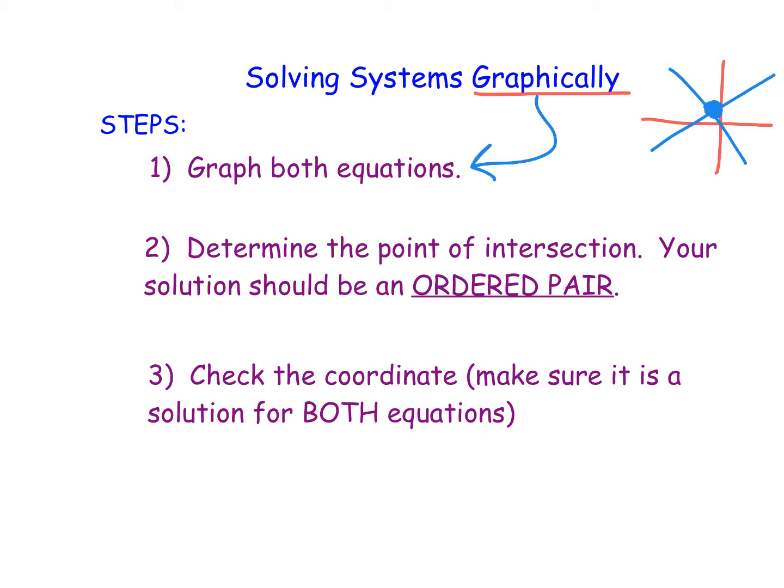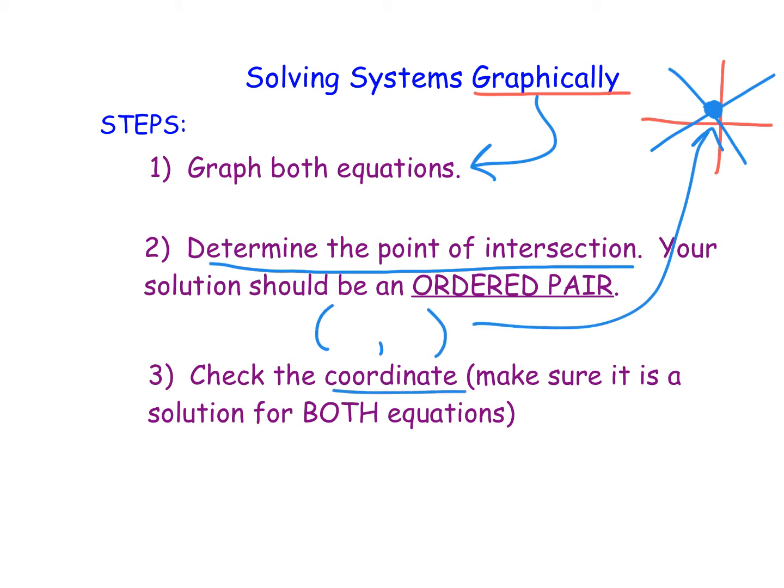Then, once we have both of them graphed on the same coordinate plane, we're going to determine the point of intersection for those two equations. And remember, our answer should be an ordered pair because our answer is a coordinate point on the coordinate plane. And then we're going to check the coordinate and make sure that it is a solution for both equations.